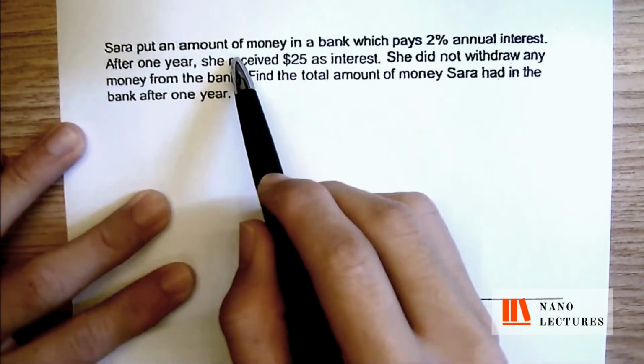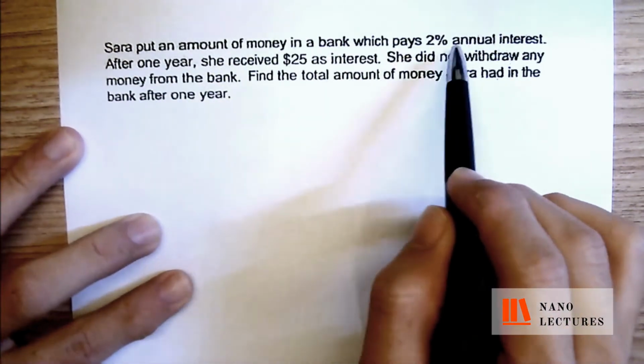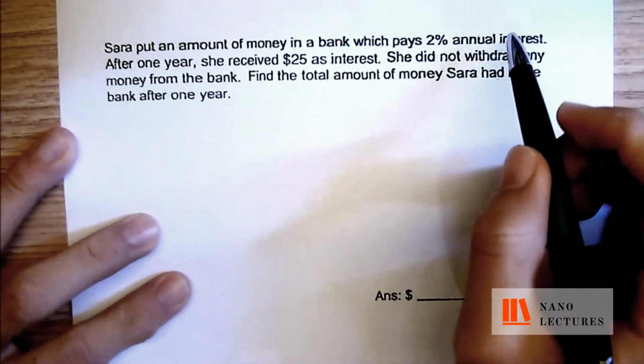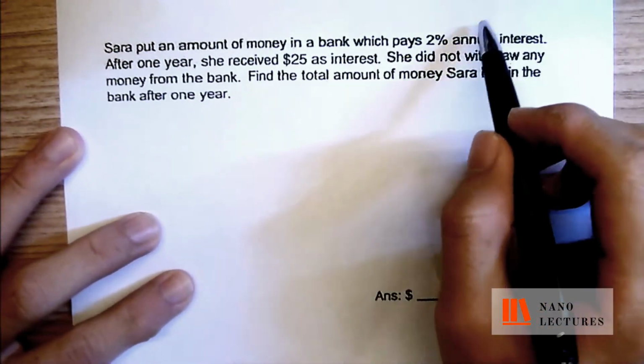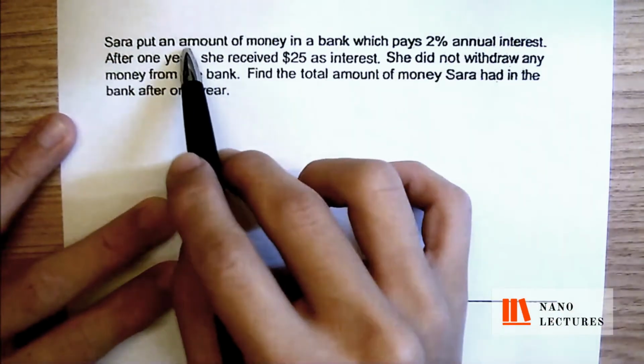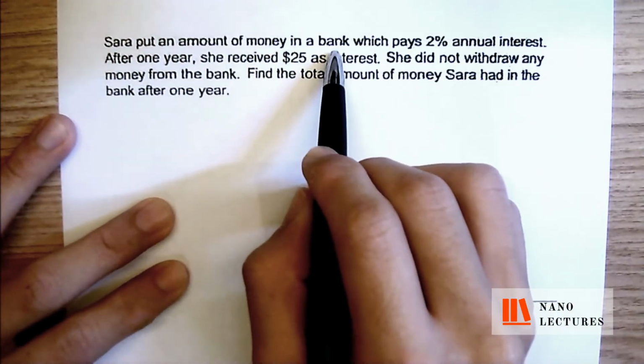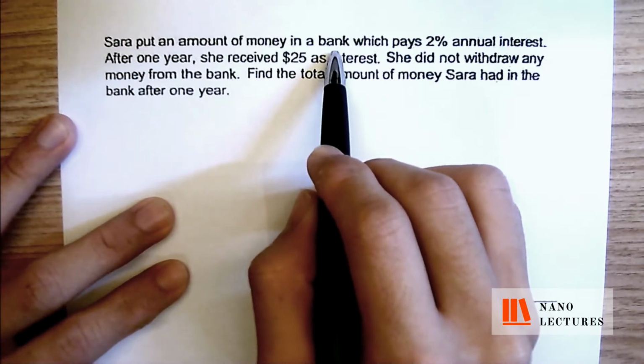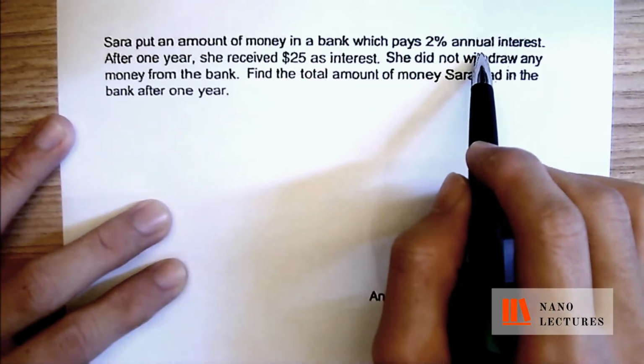Sarah put an amount of money in a bank which pays 2% annual interest. For students who are not so familiar with this concept of interest, let me explain to you. If you put money in a bank, they will give you an additional amount after 1 year. And this additional amount is what we call annual interest.